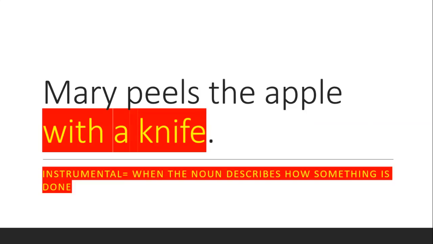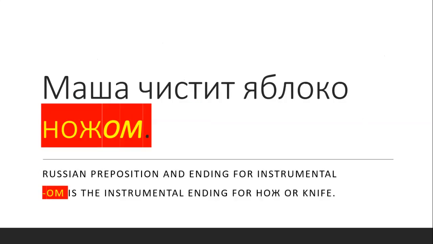And finally, we have the instrumental case. Instrumental usually, but not always, expresses how something is done. So, for example, in English, we could say, Mary peels the apple with a knife. With a knife describes a thing they use to do something else, to peel. In Russian, it would be Masha chistit yabloko nozhom.